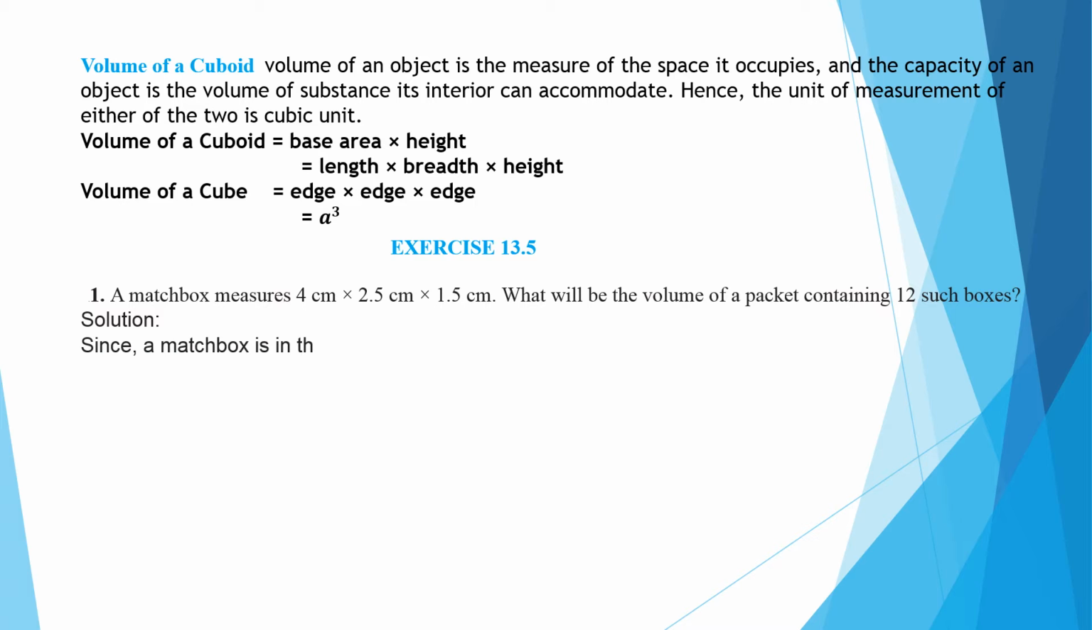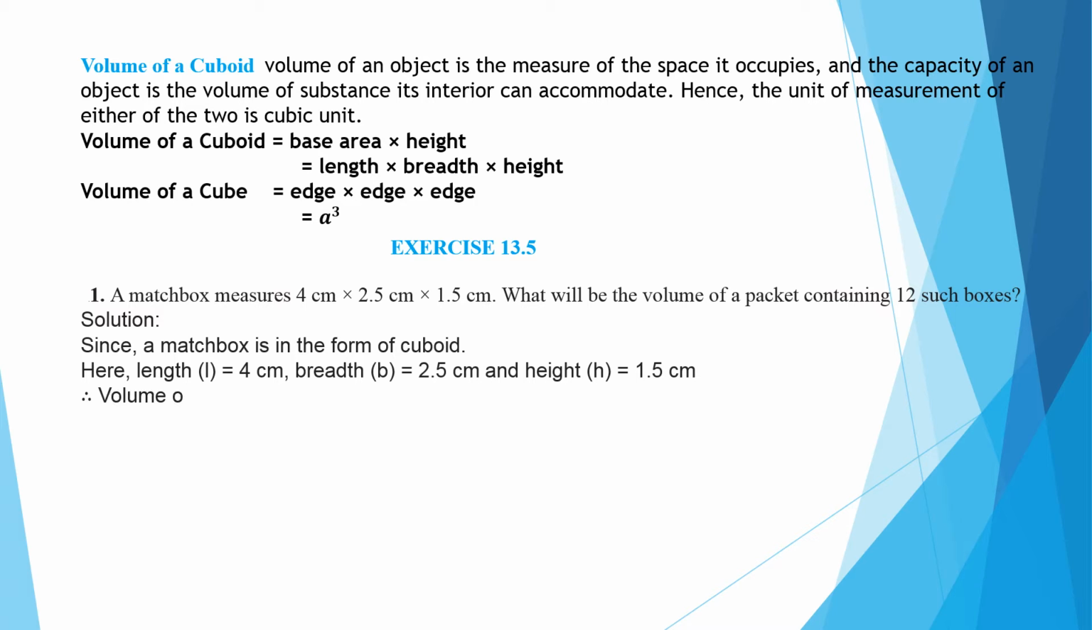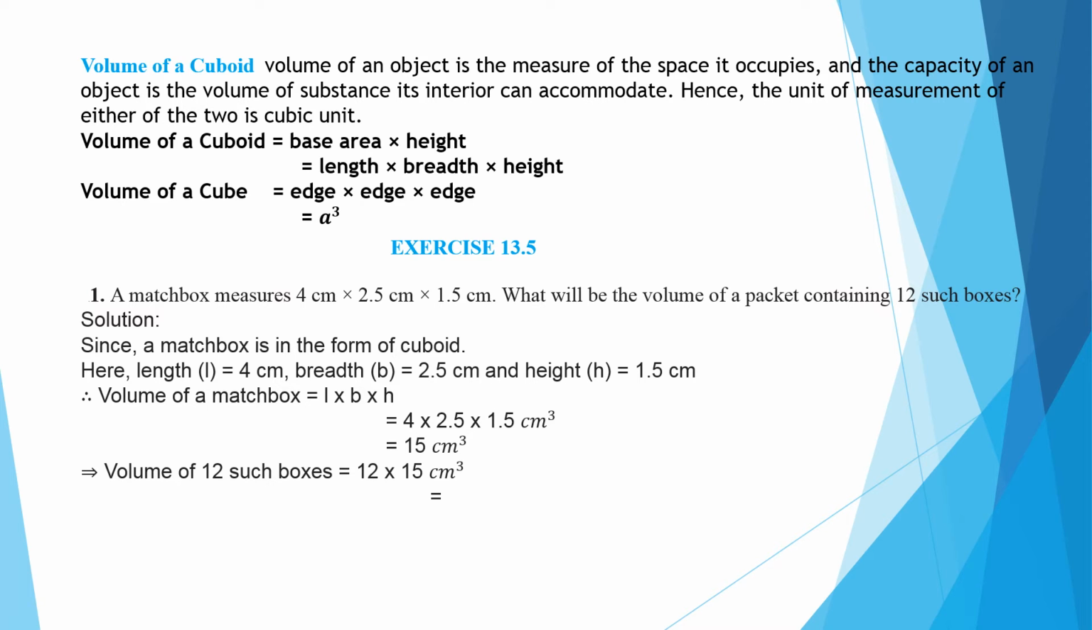So we will write it: length, breadth and height of a matchbox, which is in the shape of a cuboid. So length is 4, breadth is 2.5 and height is 1.5 centimeter. So volume of cuboid is equal to length into breadth into height, that is volume of matchbox. So 4 into 2.5 into 1.5, getting 15 centimeter cube. And volume of 12 such boxes is equal to 12 multiplied by 15, that is equal to 180 centimeter cube. In this way we will calculate the volume.